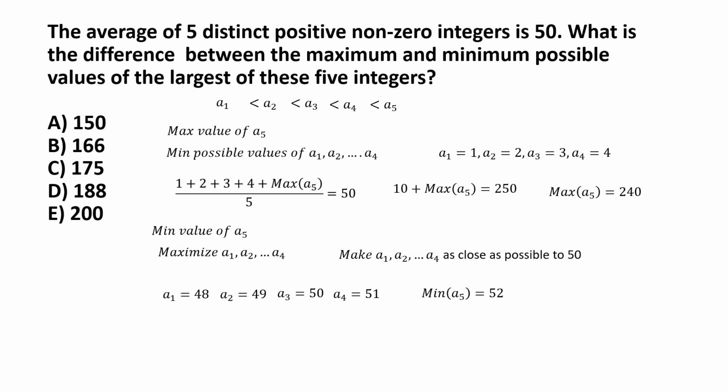And then we consider the difference between the maximum and the minimum values of a5. We take the difference, and that comes to 240 minus 52, which is 188. So the correct choice in this case will be option D, 188.